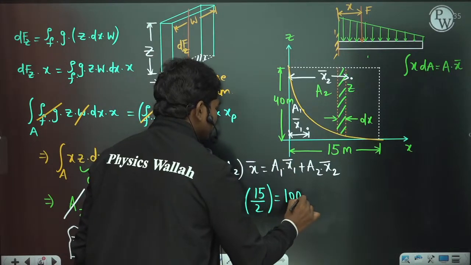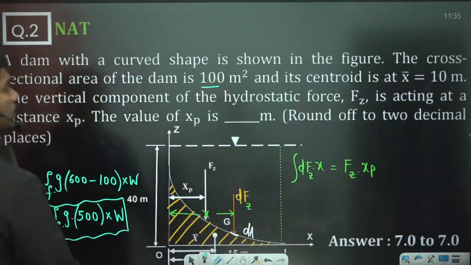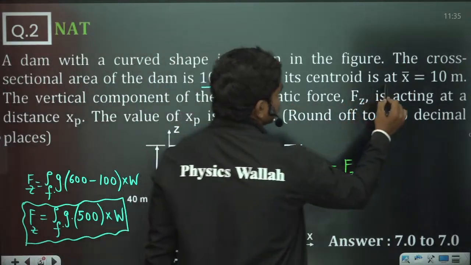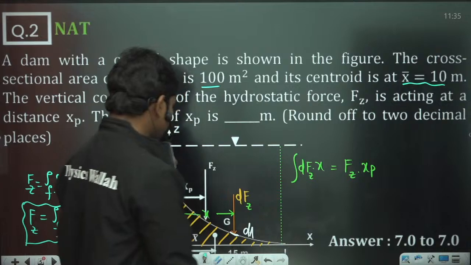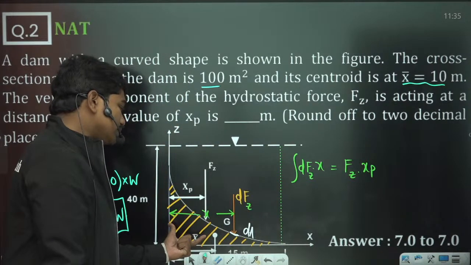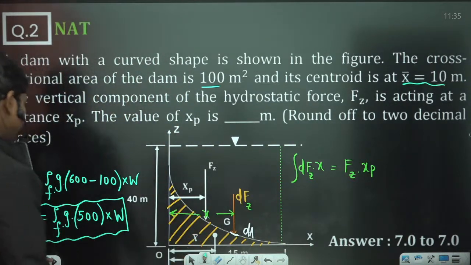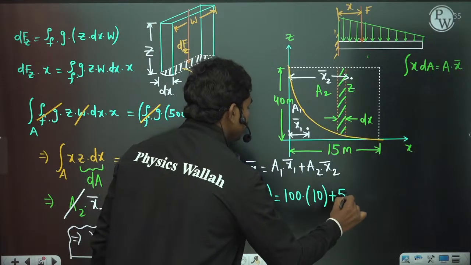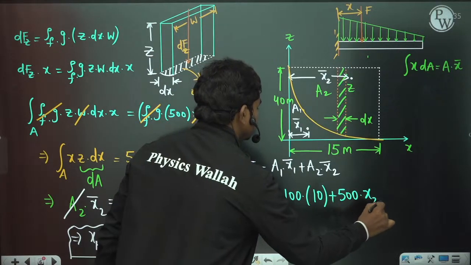You know what x1 bar is? In the question they have given you: the cross-sectional area of the dam is 100 meters square and its centroid is at x bar equal to 10 meters. So from this axis, the centroid of this G is 10 meters. So A1 times x bar 1 is 100 into 10, plus 500 into x2 bar. This is what you actually have.